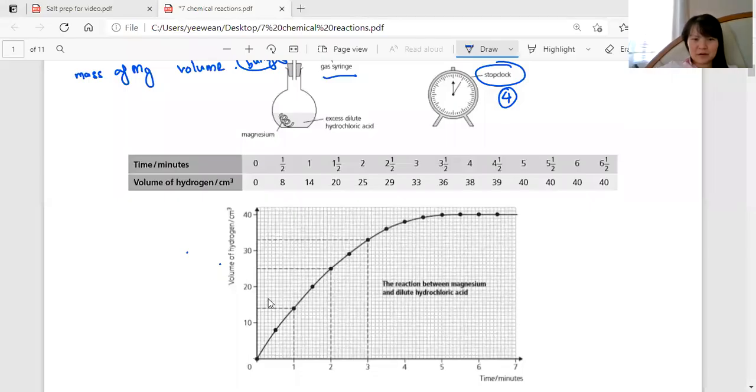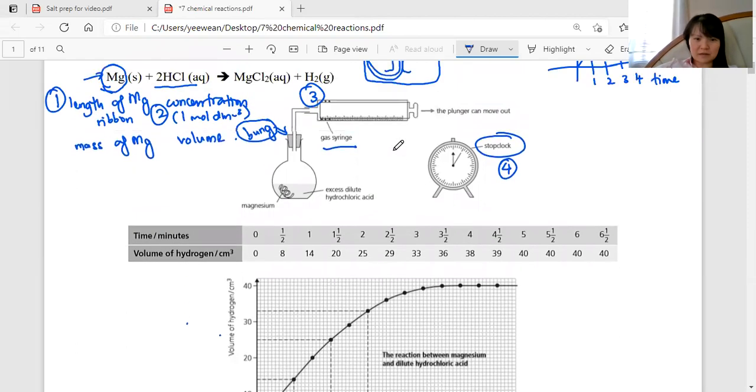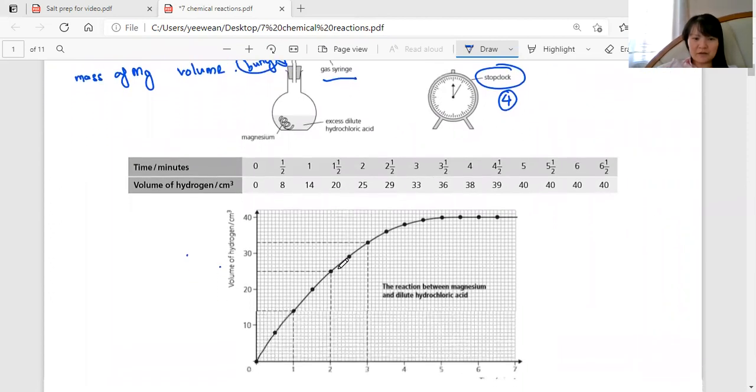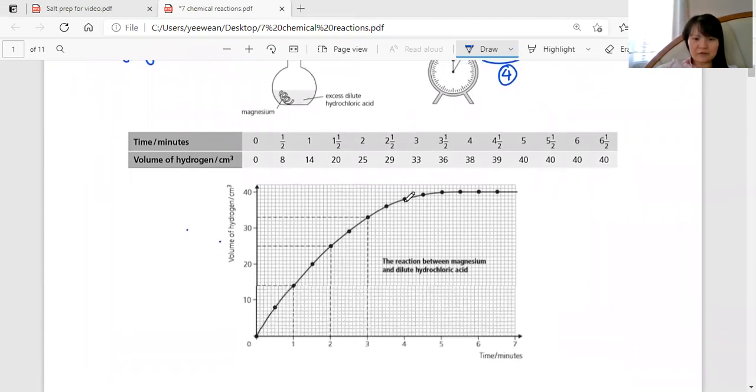If you want to know the rate of reaction at every point, so at a certain interval, say every half a minute, you take the reading from this gas syringe, and you put it in a table like this. Later on, you can plot it in a graph. And you'll see that at the beginning of the reaction, the graph is more steep. In the middle, it becomes less steep. And in the end, it becomes flattened like that.